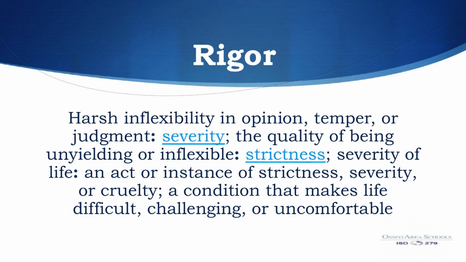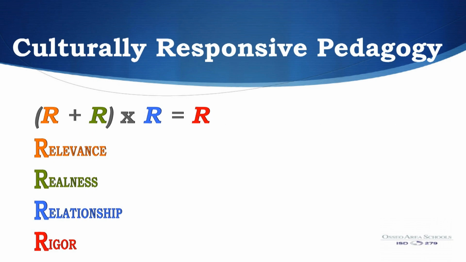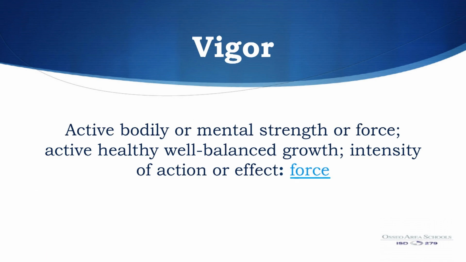If we move forward and think about rigor, here's what the dictionary provides as a definition. This is this place of harsh inflexibility, severity, strictness, cruelty even is connected to this idea. A condition that makes life difficult, challenging, or uncomfortable. I offer that if we are not providing relevance and realness in our content and curriculum, multiplied by a meaningful relationship, this is what we'll experience. But when we do provide that, here's what we can look for. Vigor, active bodily or mental strength or force, healthy, well-balanced growth. I know that this is what we're looking for in our classrooms.